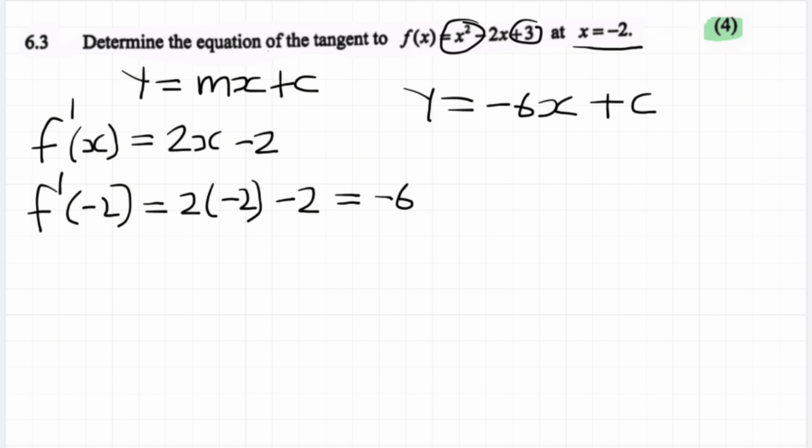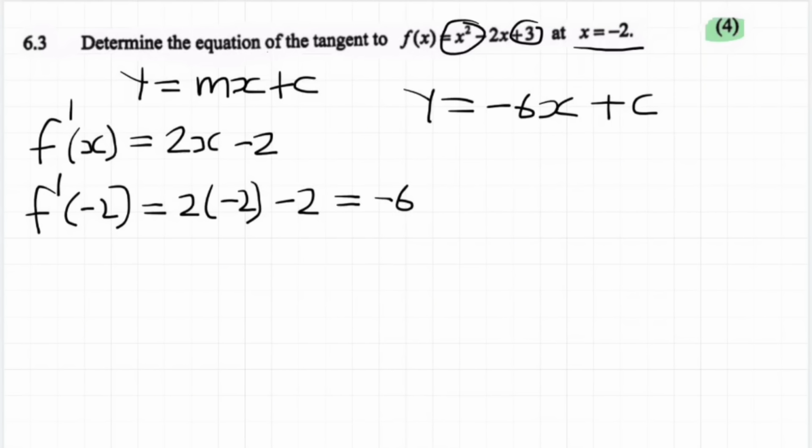x plus c. So what we need right now, we're almost there, is the value of c. To find the value of c, we need to substitute one point that is passing through that equation. We need to substitute this x value on the original equation. Bear in mind, not on the derivative, but on the original equation. So to find that, I'm going to find the point of contact. It is called the point of contact, actually.